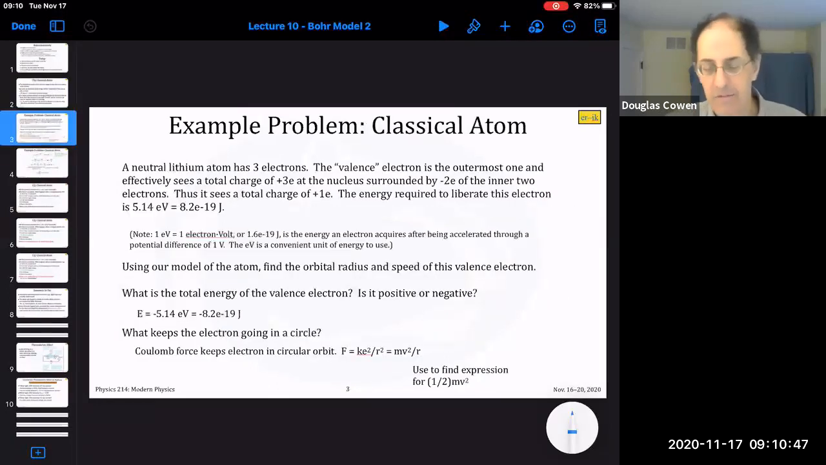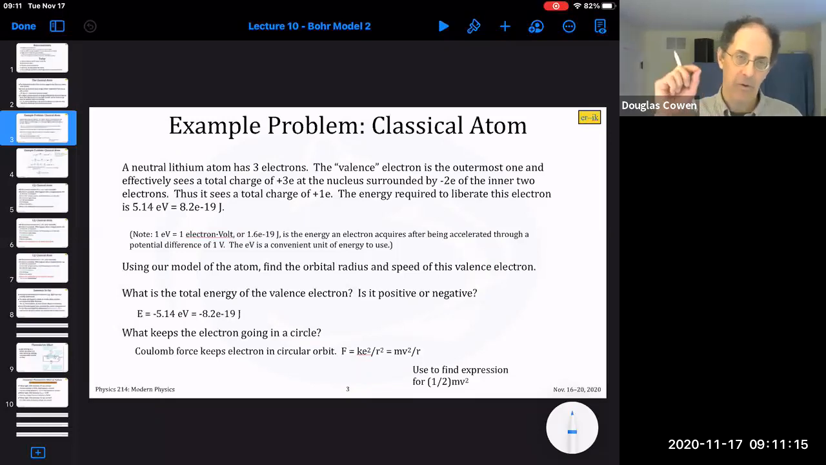So let's apply this to an atom in the classical way, using Newtonian mechanics. We're going to use a neutral lithium atom, which you may know has three protons, some neutrons, and three electrons. Two of those electrons are in close to the nucleus, and they effectively shield part of the charge of the nucleus.